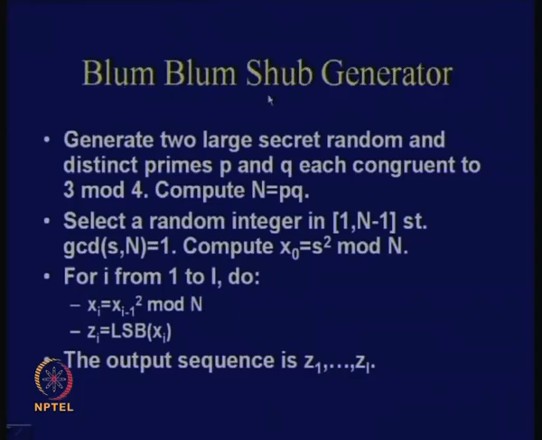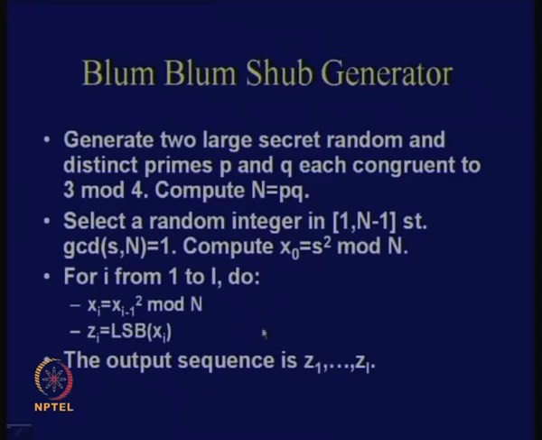It's called the Blum Blum Shub generator, or BBS generator. It's also a very popular generator. You generate 2 large secret random and distinct prime values p and q, each congruent to 3 mod 4. Then you compute n equal to p times q. In the previous case you were computing the powers of e, but in this case you start squaring. You take x0, for example, square it to get x1, and each time you again export the LSB.